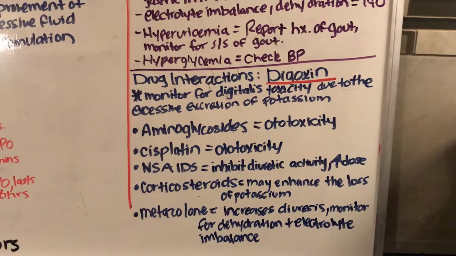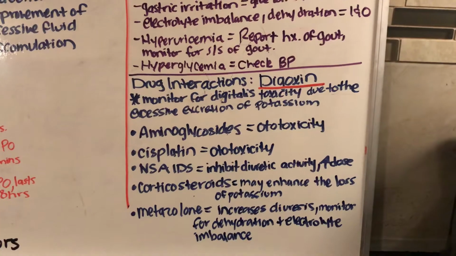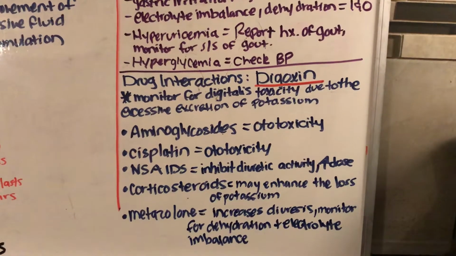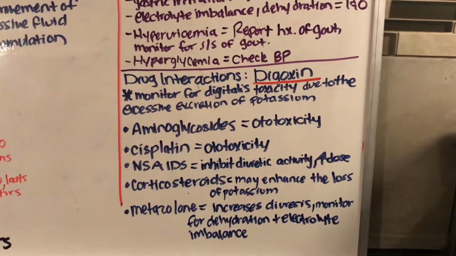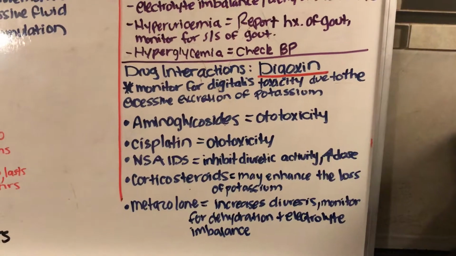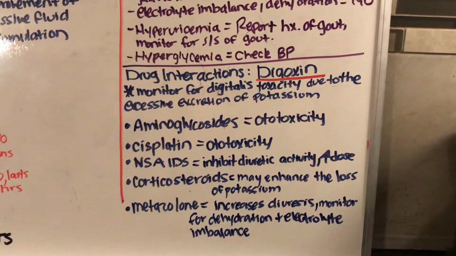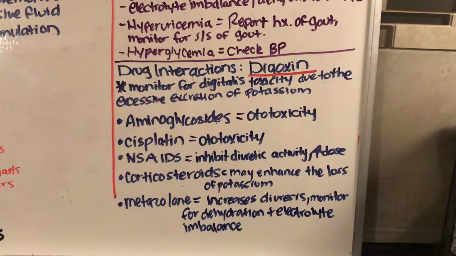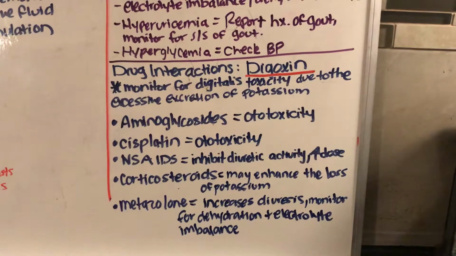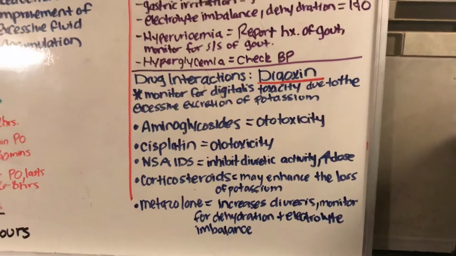Also with the cisplatin, you want to monitor ototoxicity. Patients taking NSAIDs such as Motrin, Advil, they inhibit diuretic activity. So the patient may need an increased dose of your diuretic. Corticosteroids, they may enhance the loss of potassium. And metolazone increases diuresis, so you want to monitor for dehydration and electrolyte imbalance.